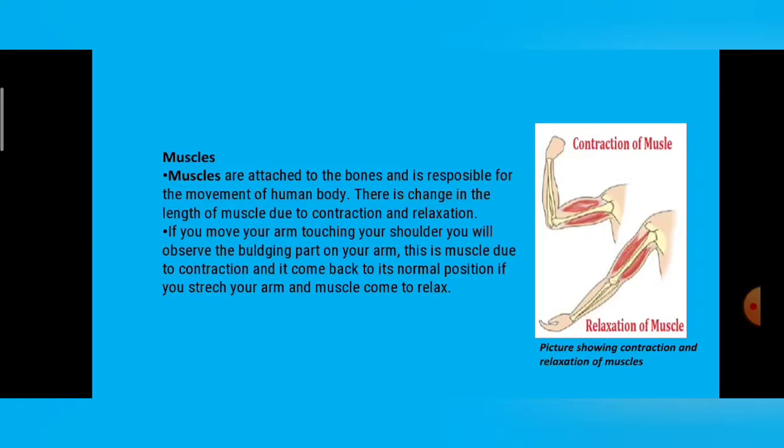And second, we discuss muscle. Muscles are attached to the bones and are responsible for the movement of the human body. There is a change in the length of muscle due to contraction and relaxation. If you move your arm touching your shoulder, you will observe a bulging part on your arm. This is muscle due to contraction, and it comes back to its normal position if you stretch your arm and the muscle relaxes. Look at the picture. The picture shows contraction and relaxation of muscle.